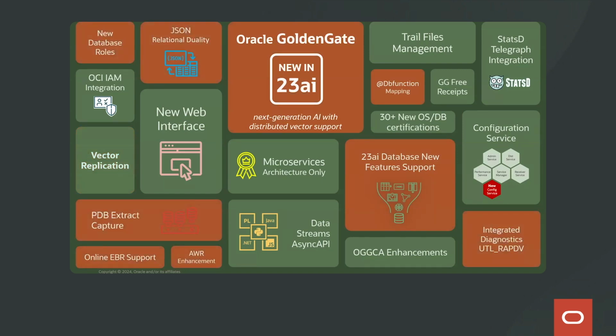With Oracle 23 AI, there's even more. We've created database roles just for GoldenGate inside the database. We've also added the ability to support the JSON duality features. So whether you're storing JSON as relational tables or as regular JSON documents or vice versa, that's all seamlessly integrated into GoldenGate and can be replicated.